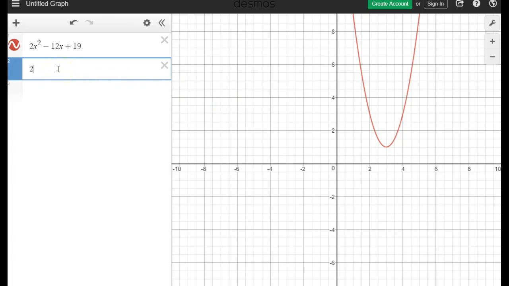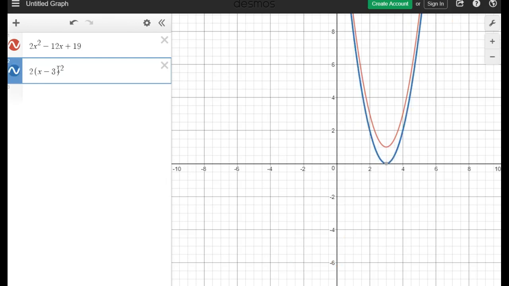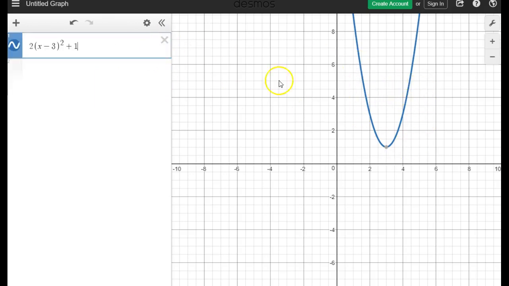I remember what it was. It was 2 times x minus 3, squared, plus 1. Remember that's what we ended up getting. Notice it just graphed over itself. If I delete this one right here, there we go. It went right on top of the other graph, so they're located in the same location. All right, so let me know if you have any concerns. I'll be more than happy to help.